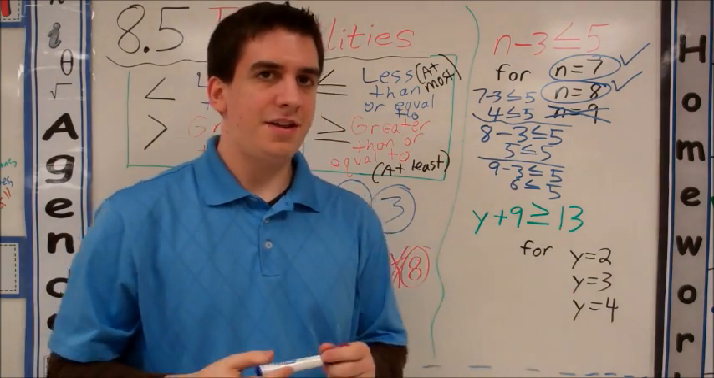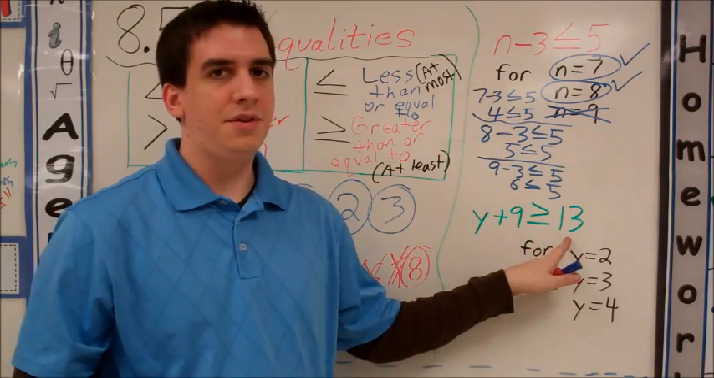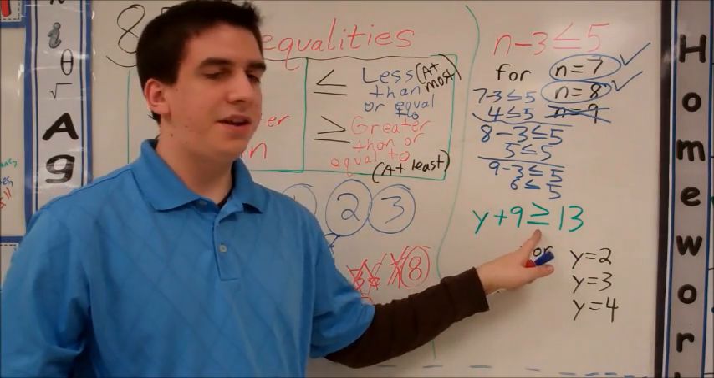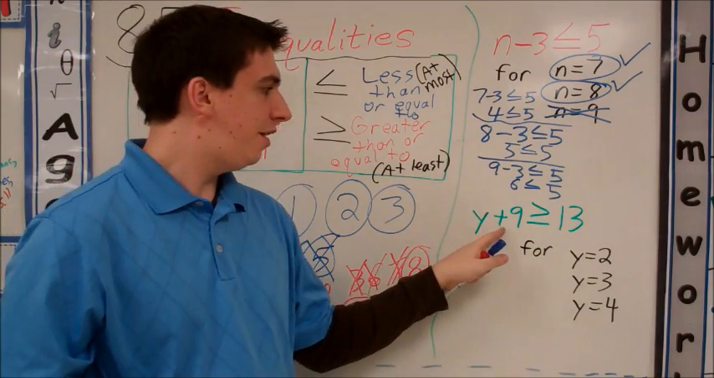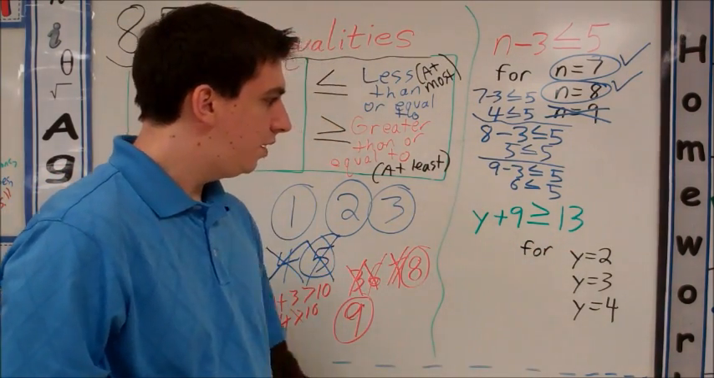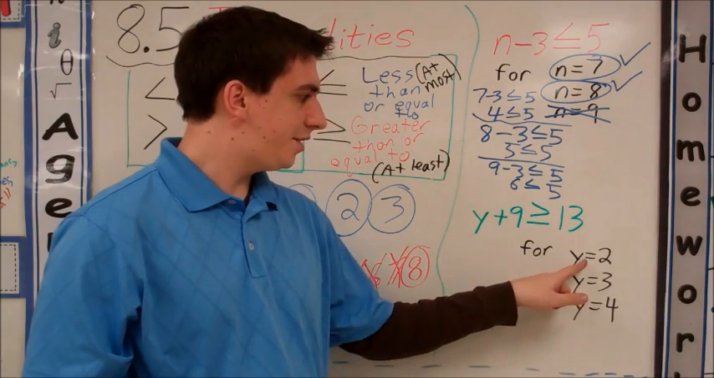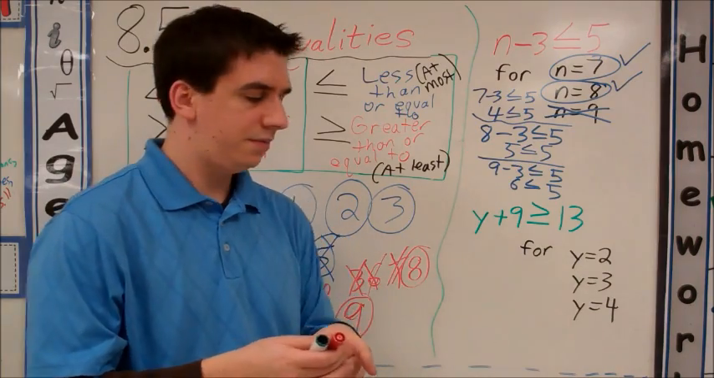Let's look at the second example also. y plus 9 is greater than or equal to 13. Remember, instead of saying greater than or equal to, you might hear the term at least. y plus 9 is at least 13. Let's try these right here. It says for y equals 2, y equals 3, and y equals 4.